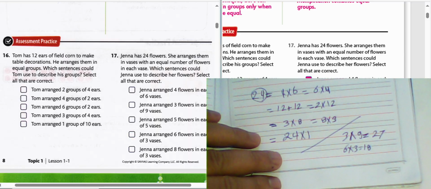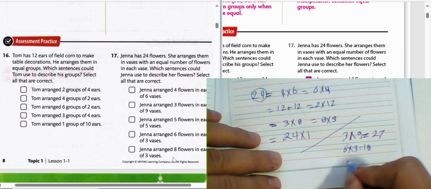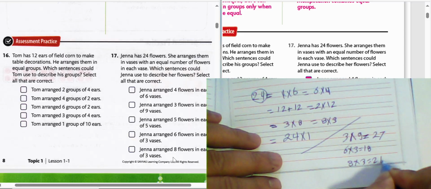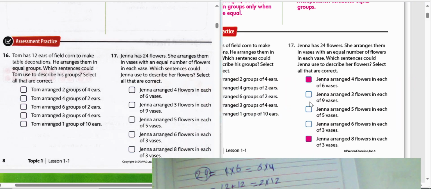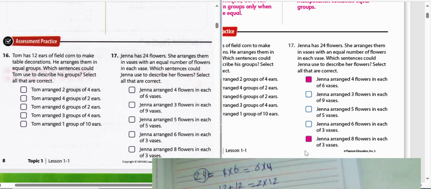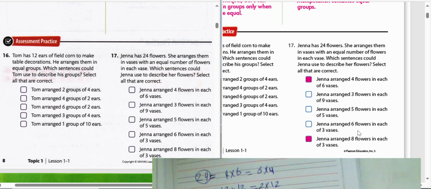And also, Gina arranged 8 flowers of 3. Yes, we can write that, because 8 and 3 give 24. So the correct answers here are the first one and the last one. And 3 times 6 equals 18, we can't choose it. Okay. So for 24 equals 4 times 6, Gina arranged 4 flowers in each of 6 vases. And Gina arranged 8 flowers in each of 3 vases. Next page. This is page 8.